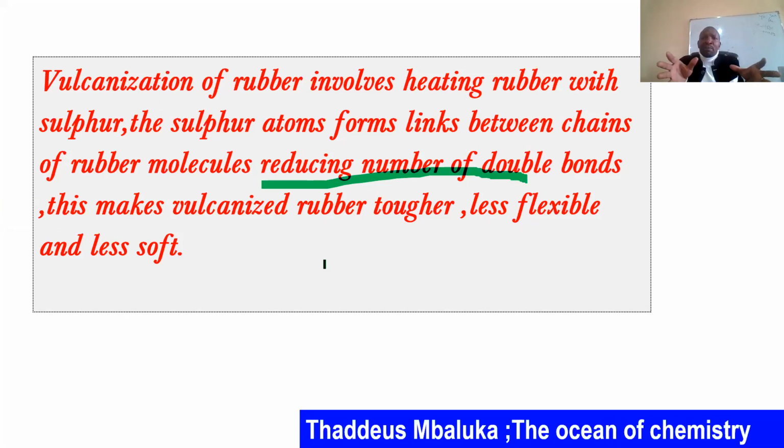So the double bonds that are present in the rubber, because you have seen the rubber contains the double bond, once they react with sulfur, the number of double bonds is reduced. And this makes the rubber tougher. It makes it less flexible and less soft. It makes it a little bit hard. So that's the concept of vulcanization of rubber. You can take a screenshot.